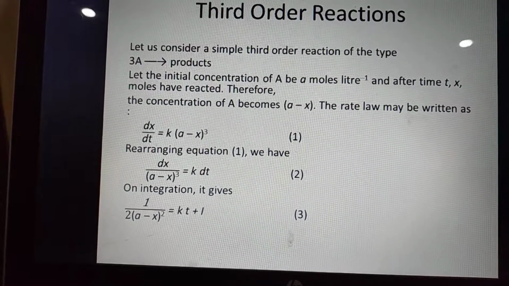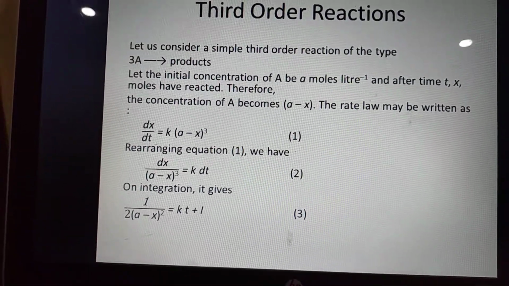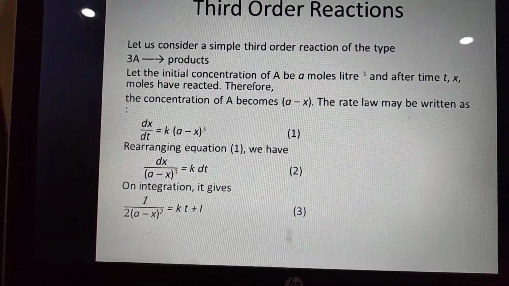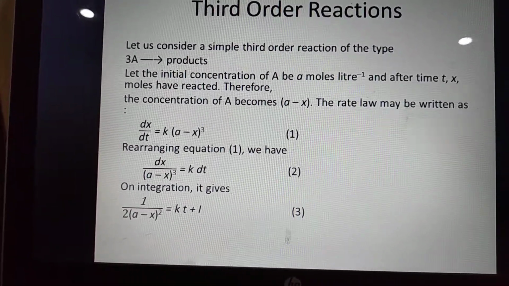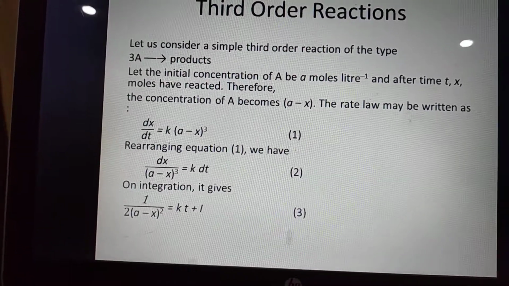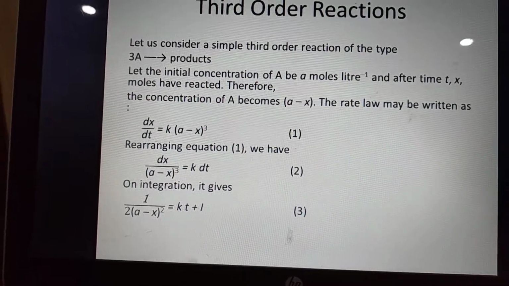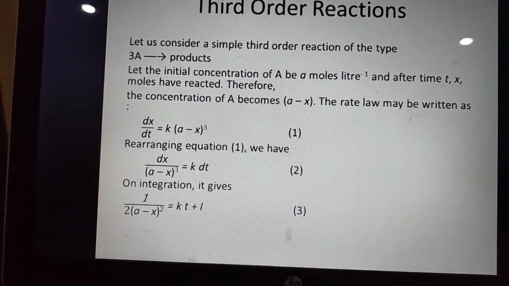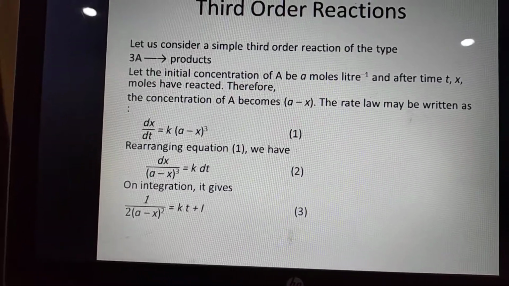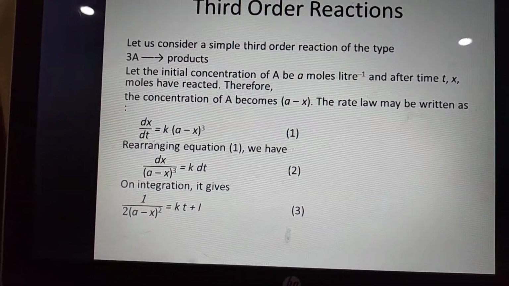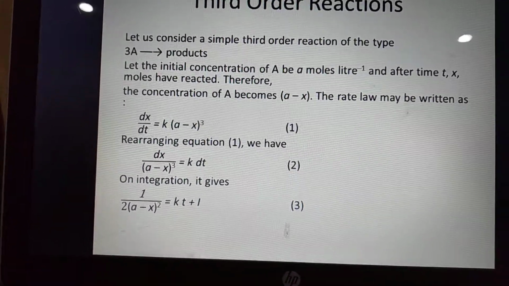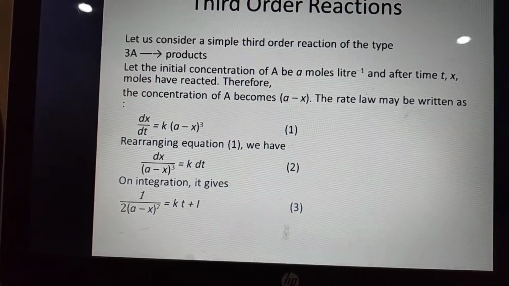Now for the third order reaction, let us consider a simple third order reaction. Here three moles of the reactant A react. Let the initial concentration of A be a mole per liter, and after time t, x moles have reacted, so the concentration of A becomes A minus x, and the rate law may be written as dx over dt is equal to k (A minus x) cubed. Rearranging equation 1, we have dx over (A minus x) cubed is equal to k dt.